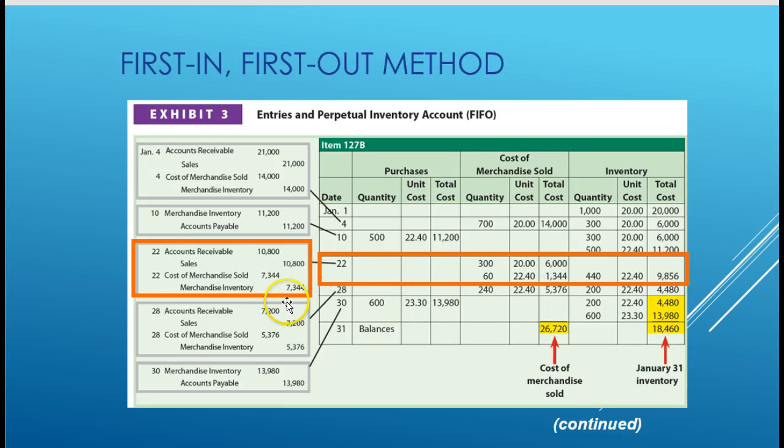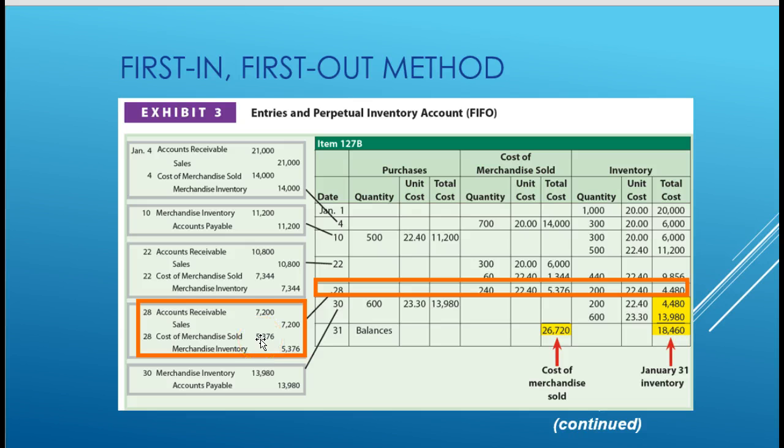My cost of goods sold is $7,344. That leaves in inventory 440 of this last layer at $22.40. So my inventory at this point has $9,856 in it. Let's go look at the next one.